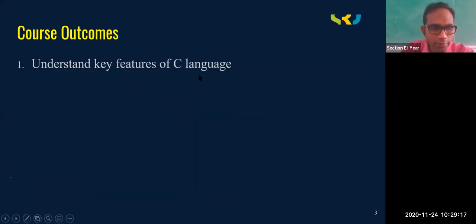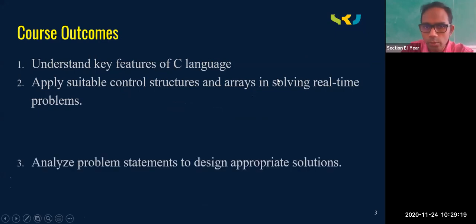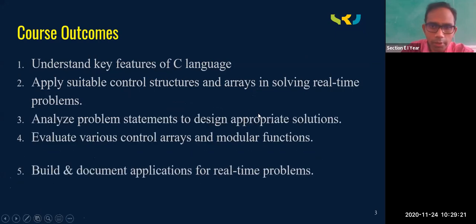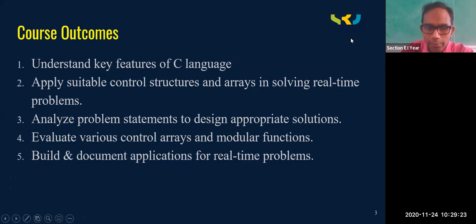Yeah, good. So coming to the course outcomes, we are having 5 course outcomes in this particular course, Introduction to Programming. That is, after completing this course, you will be learning these things. That is, understand the key features of C language. C language will be having key features. So half of the syllabus of C will be completed in this semester and the rest of the half will be completed in the next forthcoming semester.